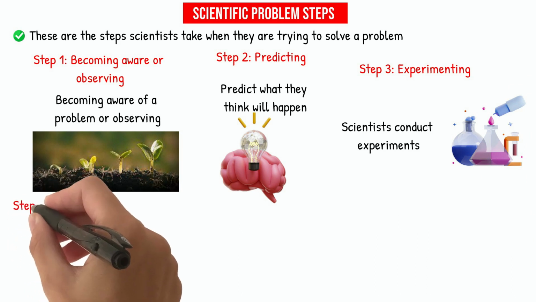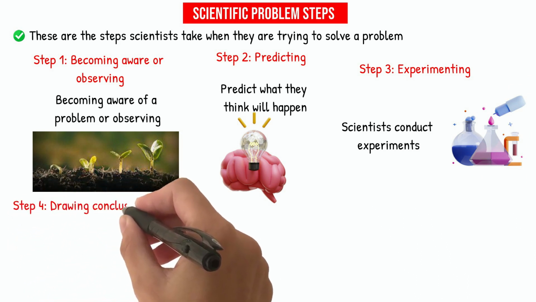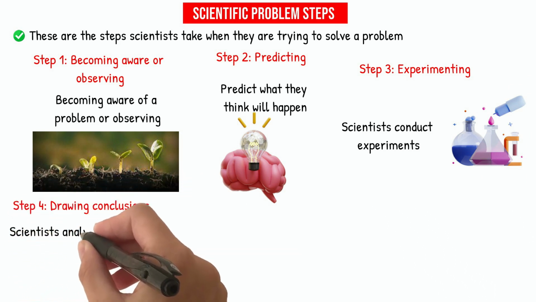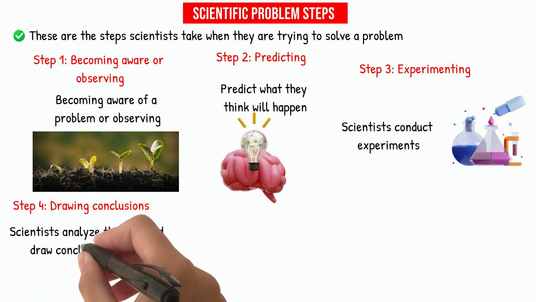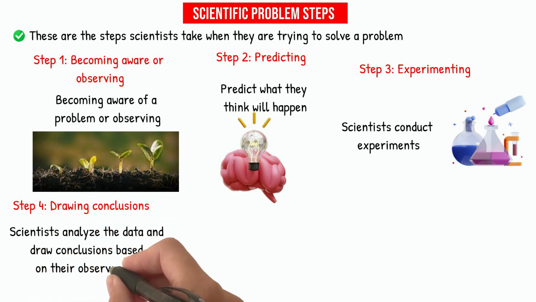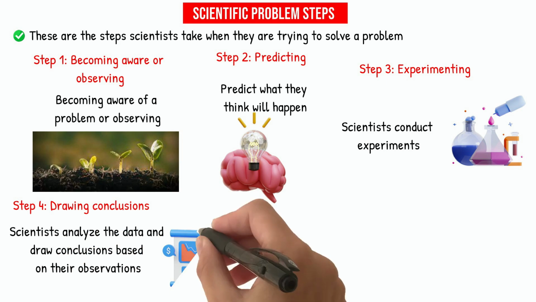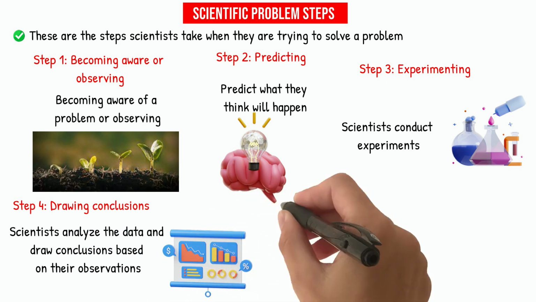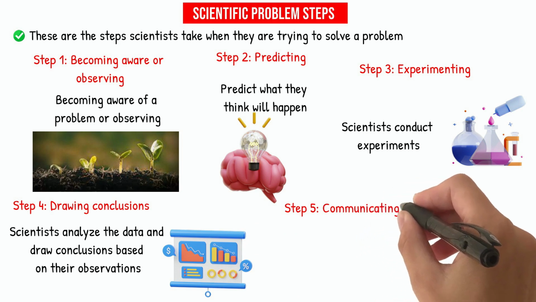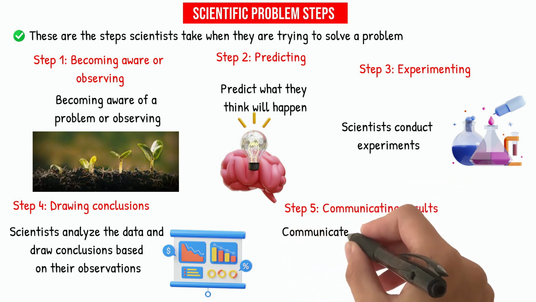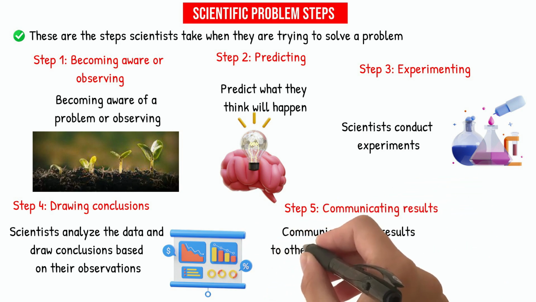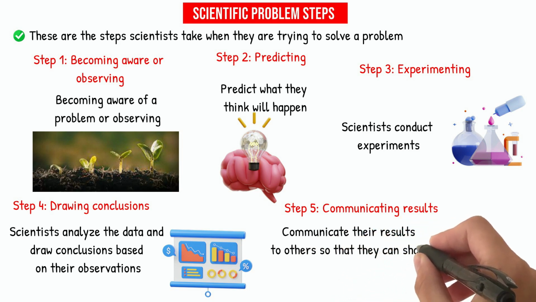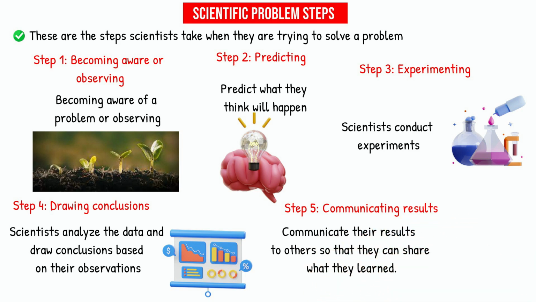Step 4. Drawing conclusions. After conducting their experiment, scientists analyze the data and draw conclusions based on their observations. For example, you might conclude that plants do grow better in nutrient-rich soil. Step 5. Communicating results. Finally, scientists communicate their results to others so that they can share what they learned. This could be done by writing a scientific paper, giving a presentation, or creating a video.